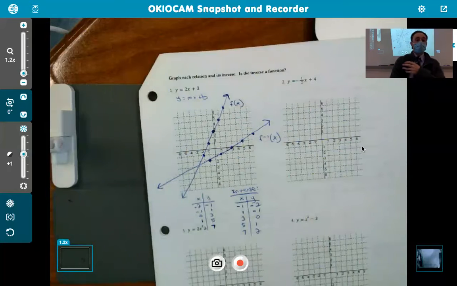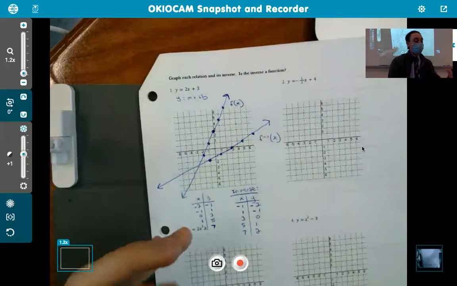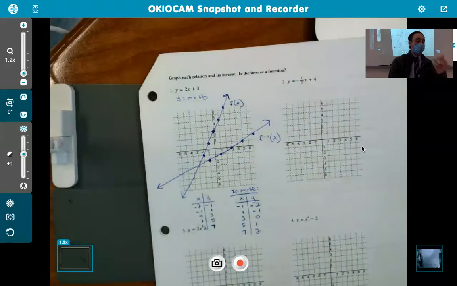Any questions so far? Because we've taken care of the first half of this problem, which is just to graph not only the function, but also its inverse. Does anybody have any questions? Yeah. Okay. Follow-up question then, is the inverse a function?